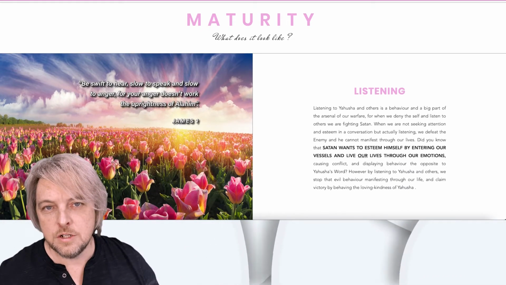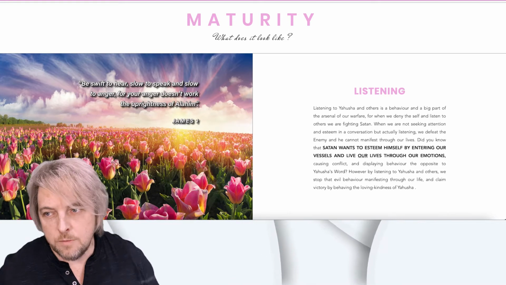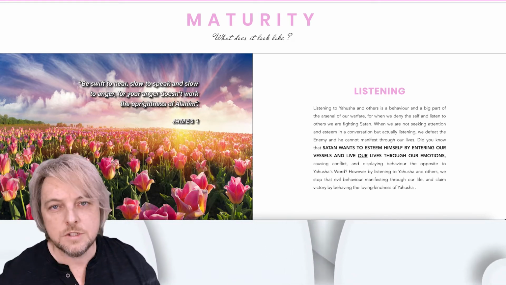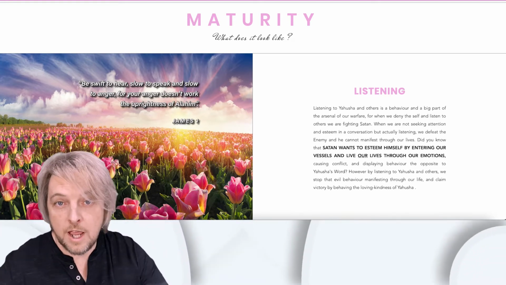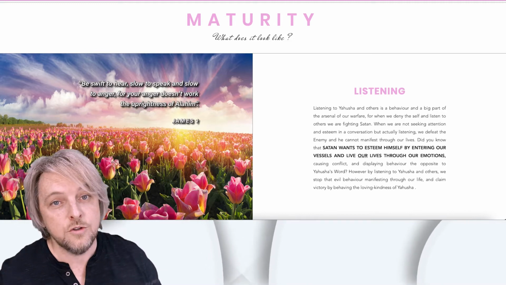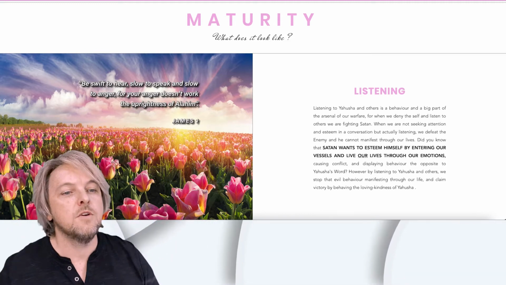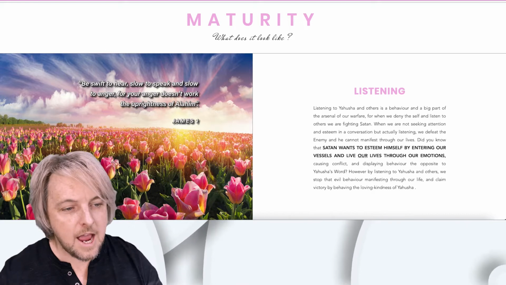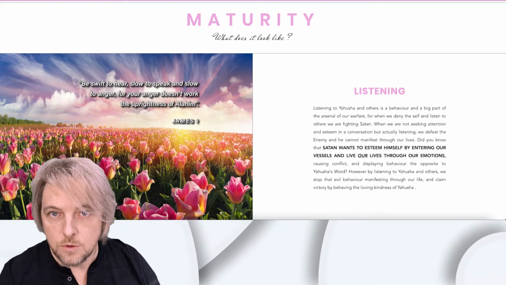What does maturity look like? We always say we've got to be transformed, we've got to be perfected, we've got to be mature. What does mature look like? Do you have anybody around you to look at that might be an example of that? We've got Yahusha, but we can't physically see him. So what does maturity actually look like? This is what it looks like.